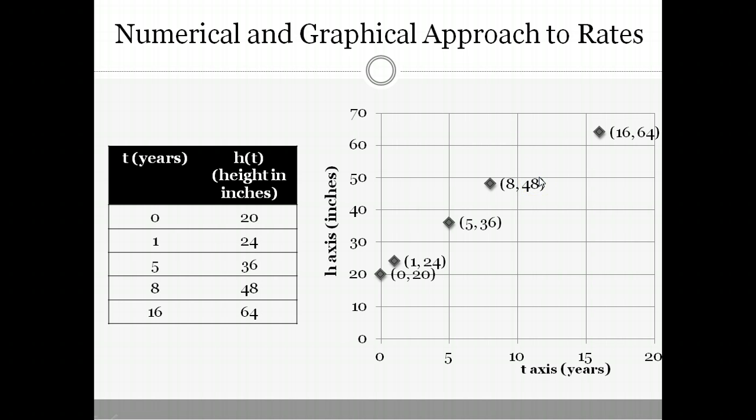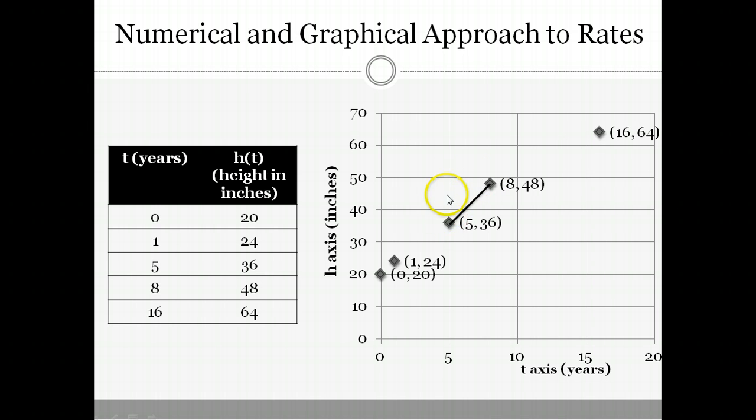So we want to somehow tie this into this idea of a rate, which we said in the last slide that rate is the change in distance over the change in time. Well, I don't have a distance here per se, but I do have this change in height. So let's take a look more specifically at what's happened between the age of 5 and the age of 8. I went from being 36 inches tall to 48 inches tall. So in other words, I grew 12 inches over the course of 3 years.